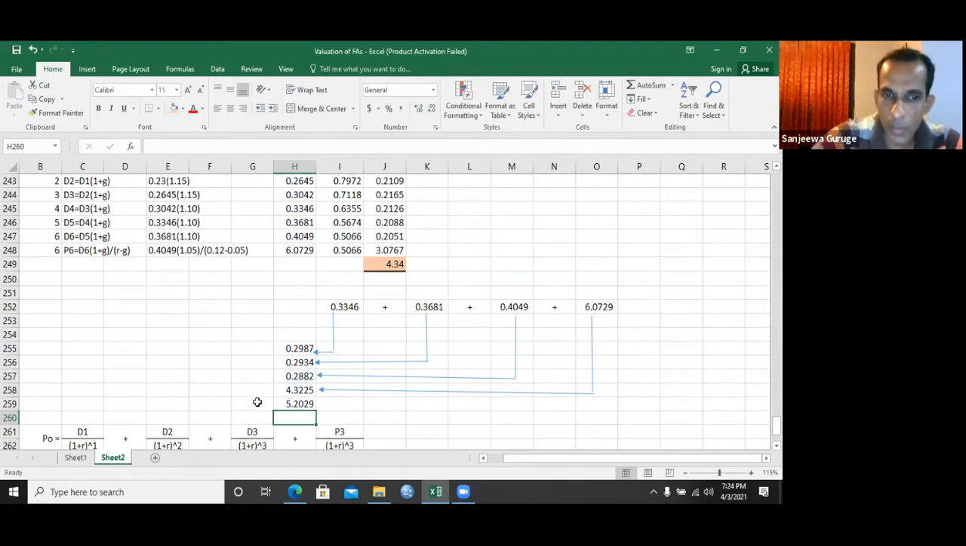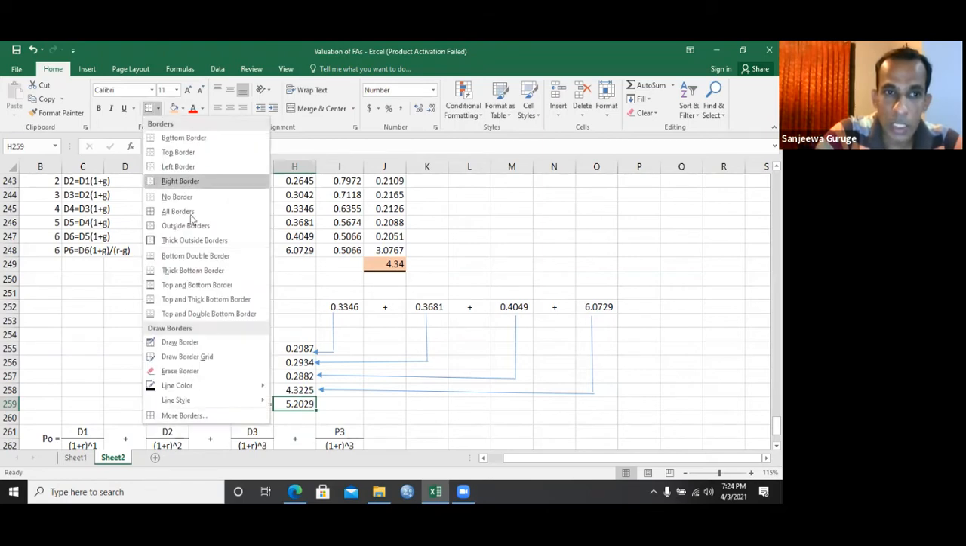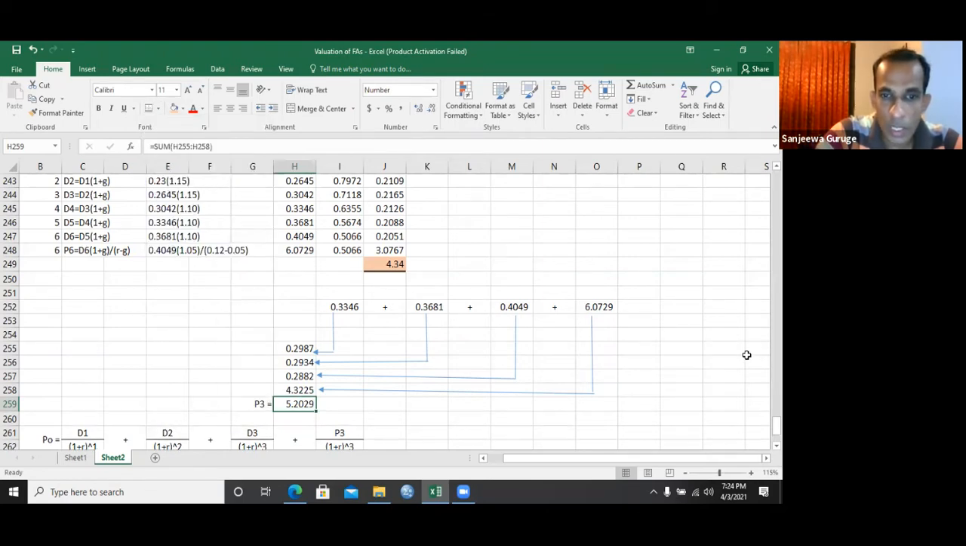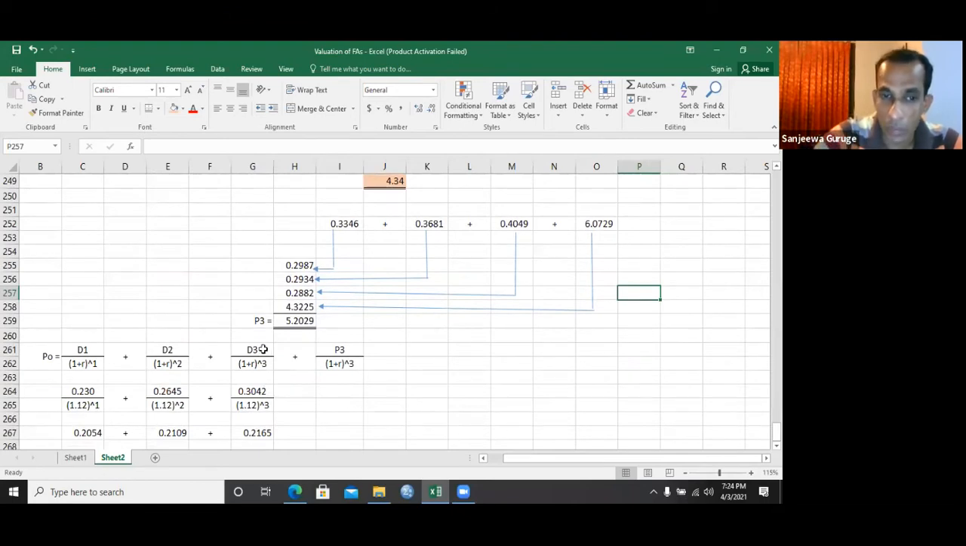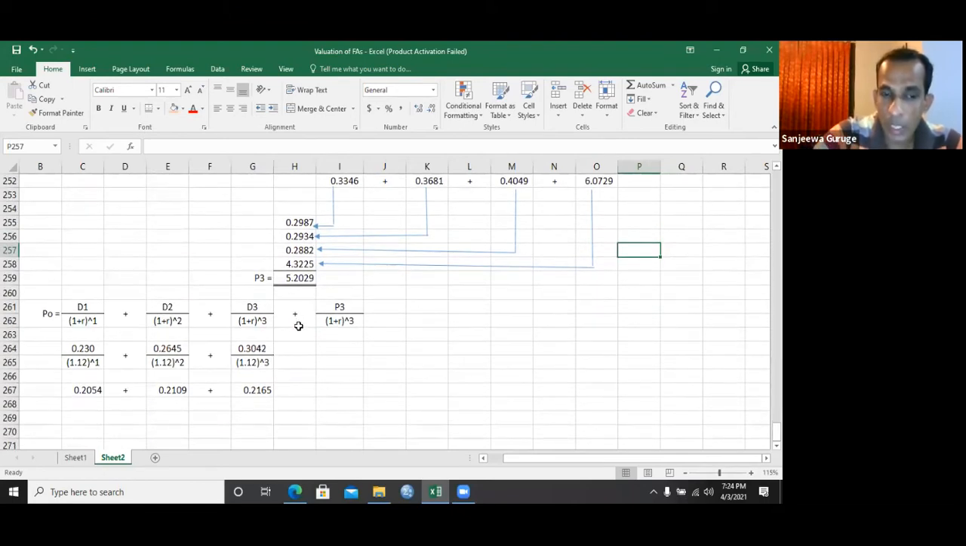That is P3, the price for the person who is selling the share. When we are selling the share at the end of the 3rd year, this is the value of P3. So is that clear, the way we calculated P3? The price at any point is the present value of the future benefits. Now we have P3.